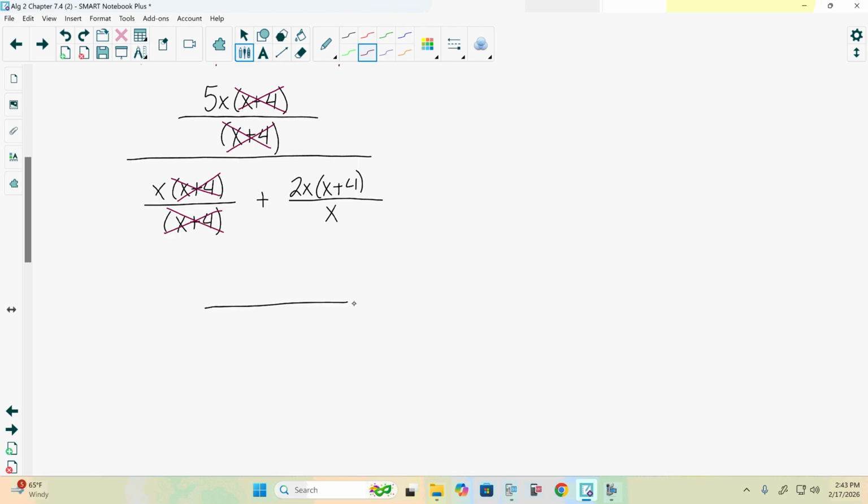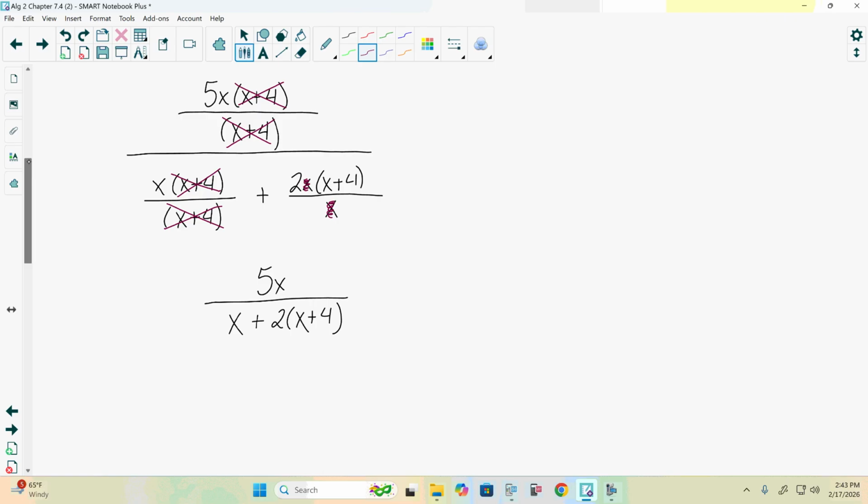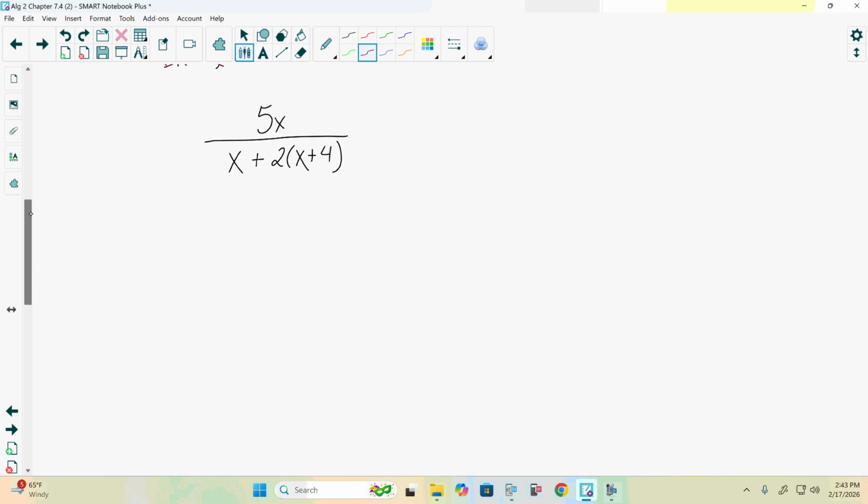In our other fraction, because the 2x is being multiplied, they're not being added, that x on top and bottom will cancel. And what that leaves us with is 5x on top and x plus 2 times x plus 4 on bottom. Questions on this here? Scroll down just a bit.